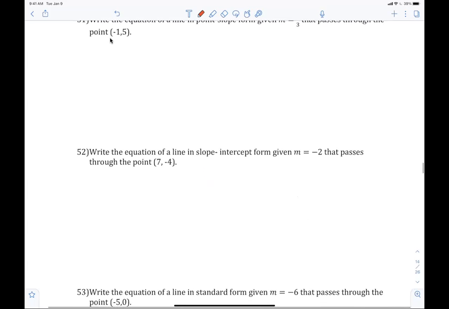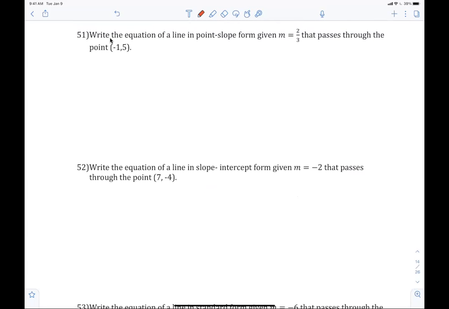Now we're into the really good stuff. Now you have to remember all the different forms for lines. This is what makes it a little bit harder, but again, super important. So we'll start with 51. Write the equation of the line in point slope form. Who remembers the point slope form? y minus y1 equals m times x minus x1. That is the point slope form.